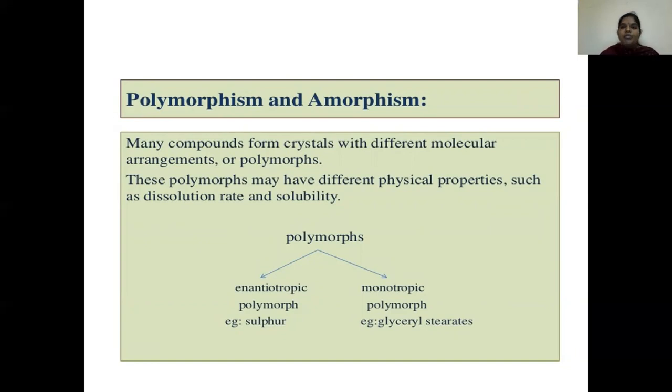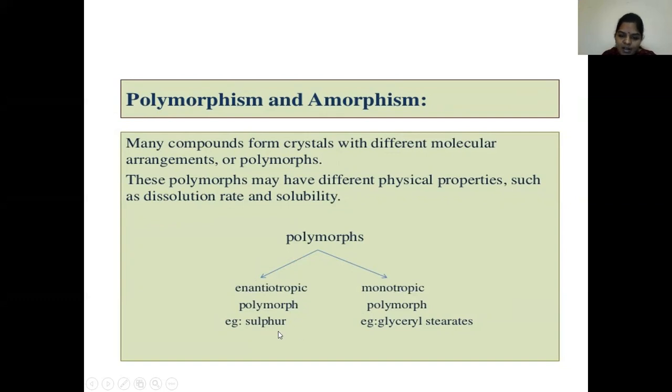Okay. Next, one more important point which affects your drug absorption physicochemically, that is polymorphism and amorphism. You already know what a polymorph is, more than one form. Many compounds form crystals with different molecular arrangement. How can you say that? By knowing the structure. Polymorph, amorph. These polymorphs may have different physical properties such as dissolution rate or solubility. Here, polymorphs are of two types: enantiotropic and monotropic.